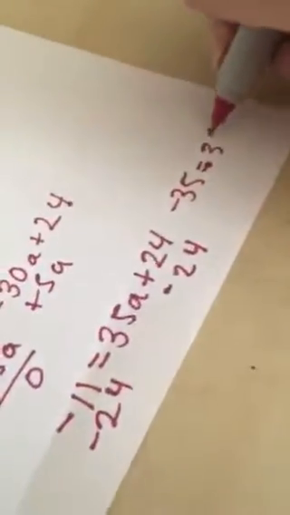Now, I'm going to subtract 24 from both sides. And when I do that, I get negative 11 minus 24 is negative 35 equals 35a. Sorry. I divide on each side by 35, and I get a equals negative 1.